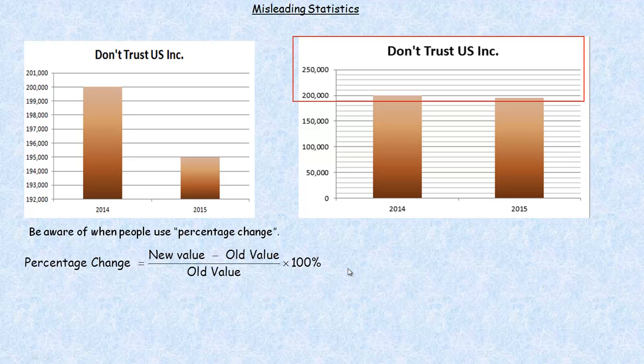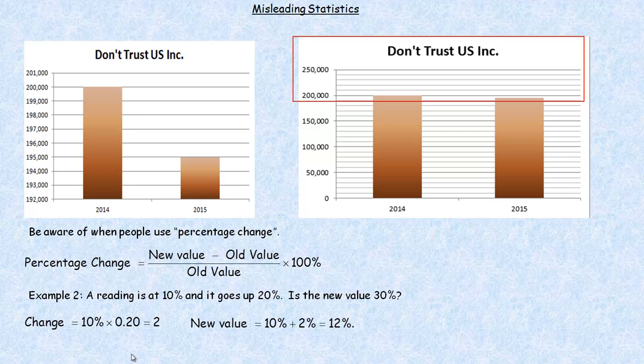Now, here's an example. Let's say some reading you're taking is at 10%, and you're told it goes up 20%. Is the new value 30%? It's not. If something goes up 20%, then that's a percentage of the original amount it goes up. So you would not add 10 and 20 to get 30. The way you would actually calculate that is you take the original amount and multiply it by 0.2, the decimal equivalent of 20%. So 10 times 0.2 is 2. So it would actually have gone up 2%. So we would take the original amount, add 2%, and it's 12.